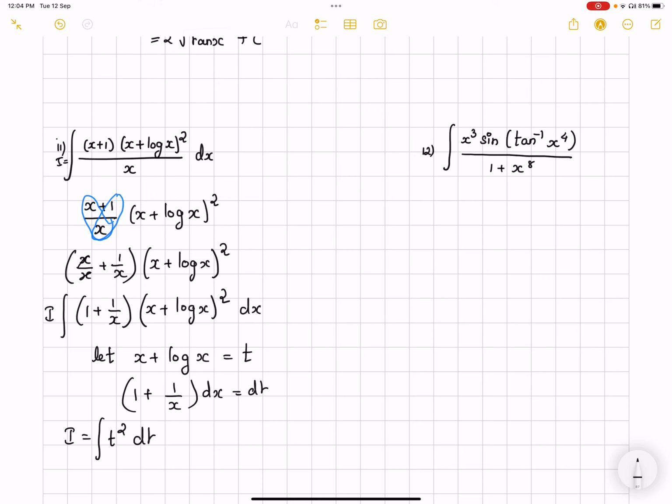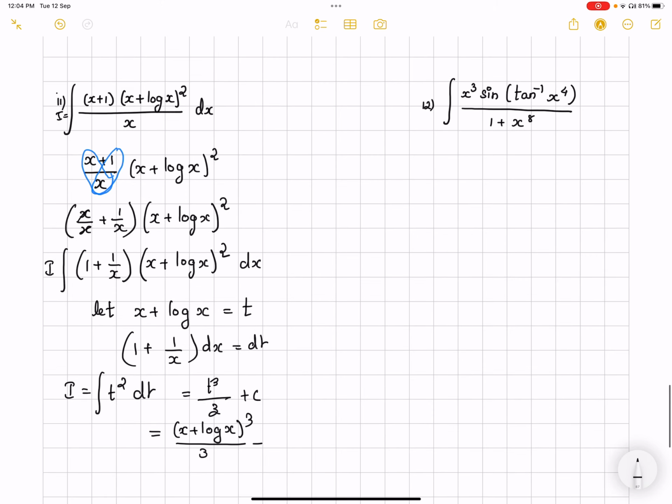That's it. Then we would be having t cube by 3 plus c. So what is actually t? It is (x plus log x) the whole cube divided by 3 plus c. That's it. The problem got over. It's like we need to break few things that will be hidden form. We need to find out where exactly that is.